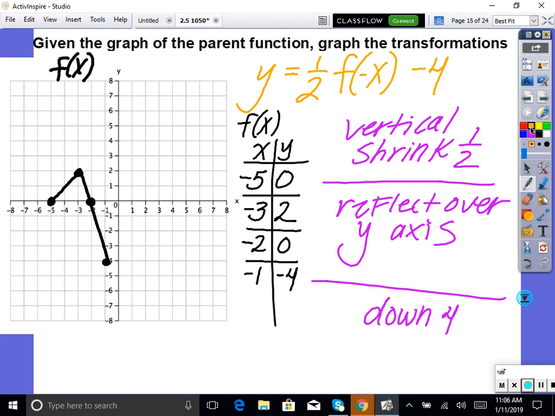So vertical shrinks affect y's, don't they? Reflection over the y-axis would affect your x's. Down 4 would affect your y's, wouldn't they? So if we're reflecting over the y-axis, we're going to take and times our x values by -1. Then our shrink will times our y values by 1/2. And then after that, won't we subtract 4? And then you'll write down the new x, y points, graph it. Do you need me to do that part, or is the hard part done now? You can do decimals, you know. Decimals are easier to plot points with sometimes.